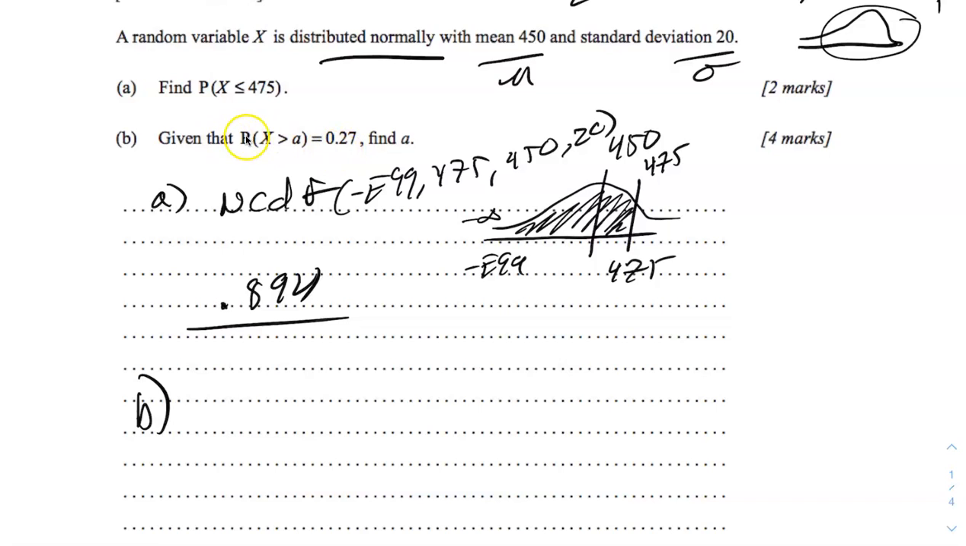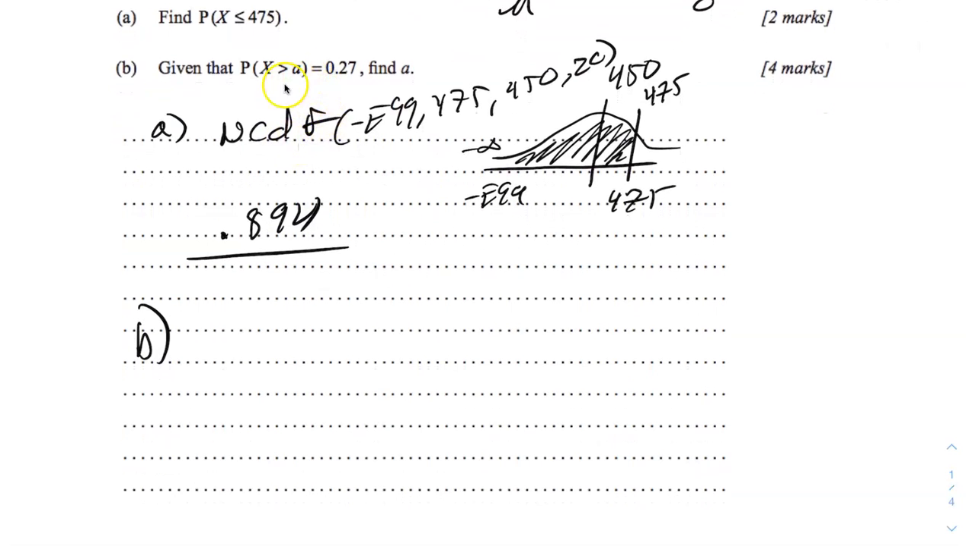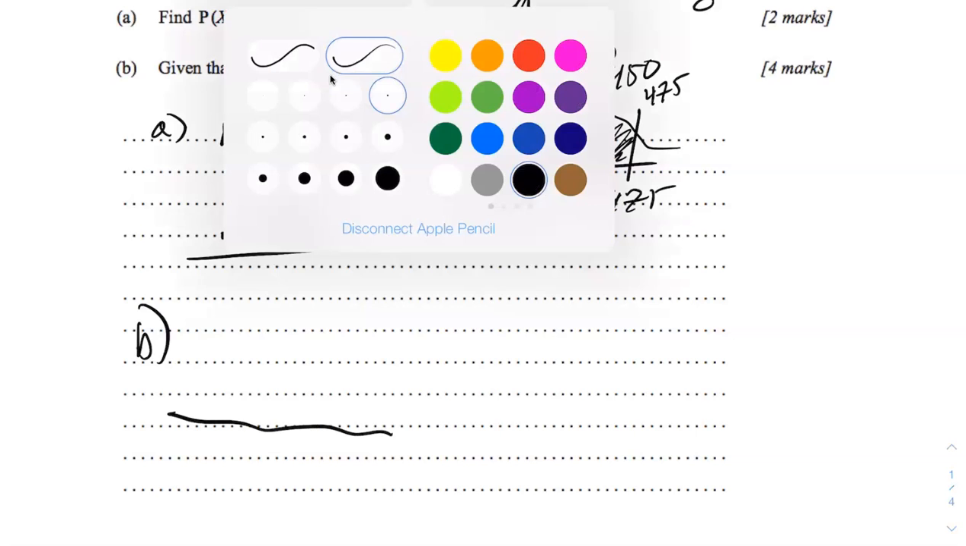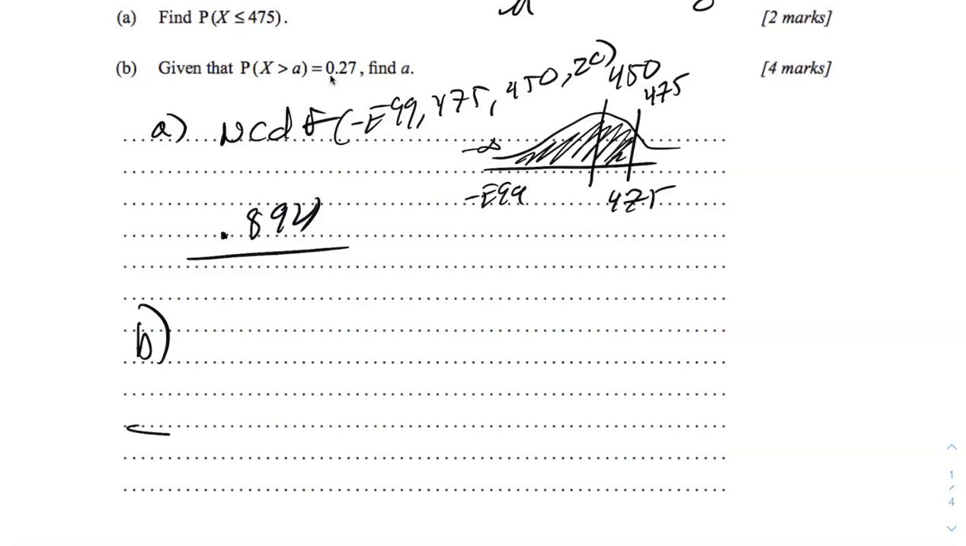B, given that the probability that x is greater than a is 0.27, find a. So again, they're giving us probability, so it's going to be an invert normal problem. You do want to draw it so you kind of know what's going on. It's greater than a is 0.27. So remember, when you see greater than, that means start on the right hand side. So start on this side, and then go 27% back from that. So this is 50%. So 27% back.